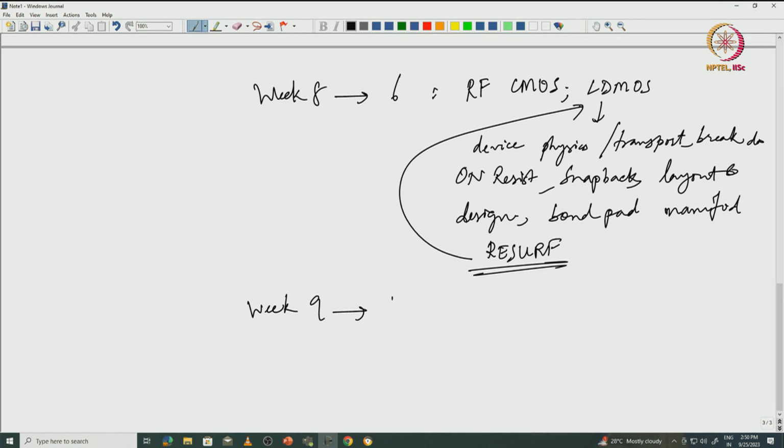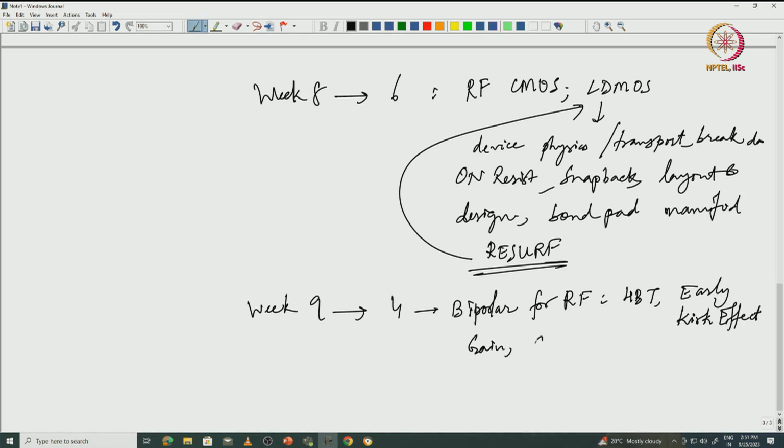In week 9 we will have 4 lectures, and here we will introduce bipolar devices or BJTs. So we will talk about bipolar devices for RF, and how an HBT works. What are things like, for instance, the Early effect or Kirk effect. Maybe you already know these things, but we will have to recap them in the context of RF. What about gain, what about common emitter and common base operation of HBT for RF application, and then what is a small signal model of such an RF BJT.